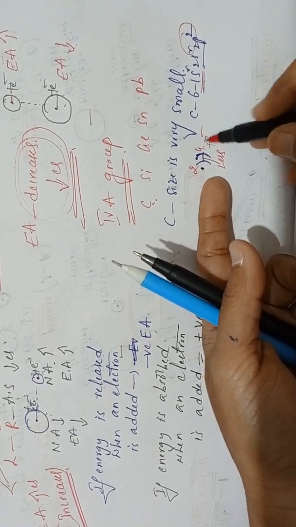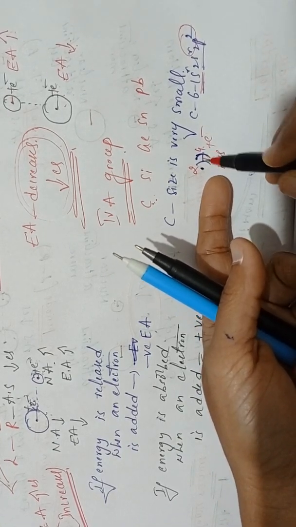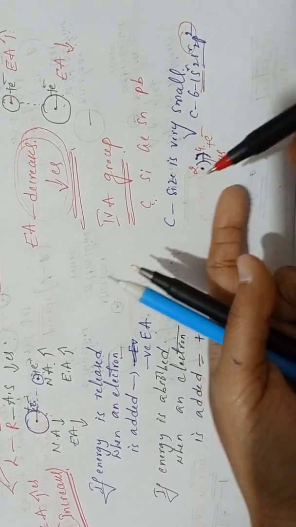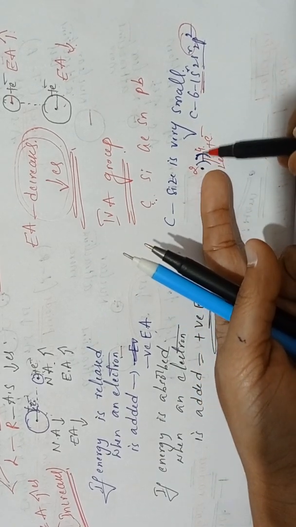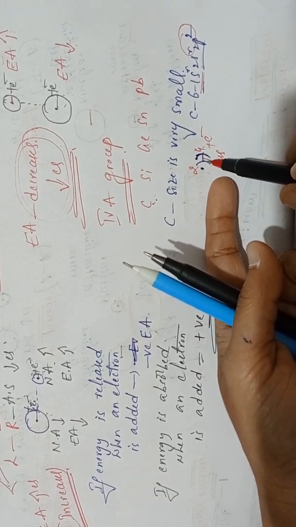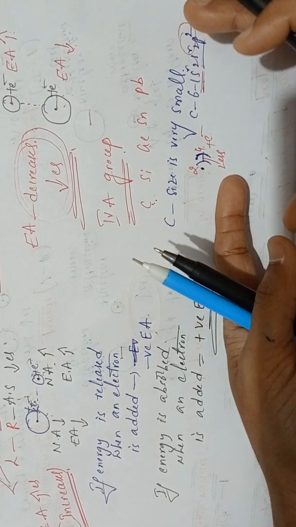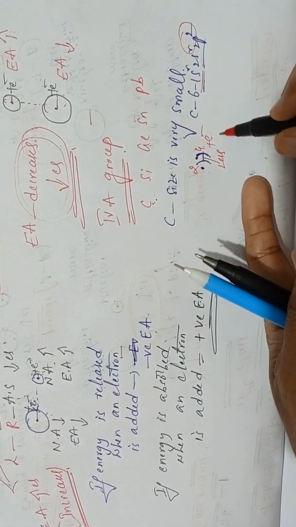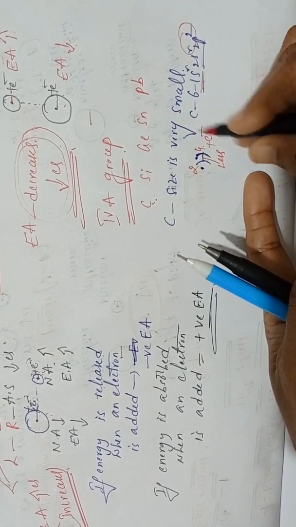When giving an electron to the outermost shell, is it ready to accept this electron? No, because already they are fighting. Repulsions are there, so these electrons push this electron back. They will not allow this electron. So that's why here we have to supply energy, students.